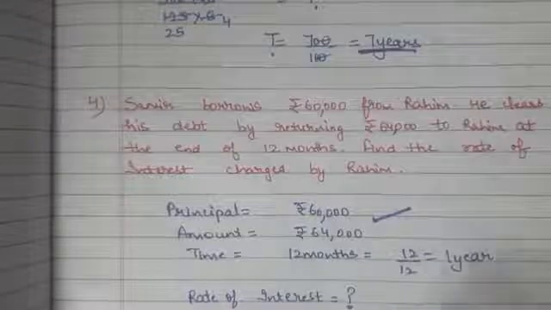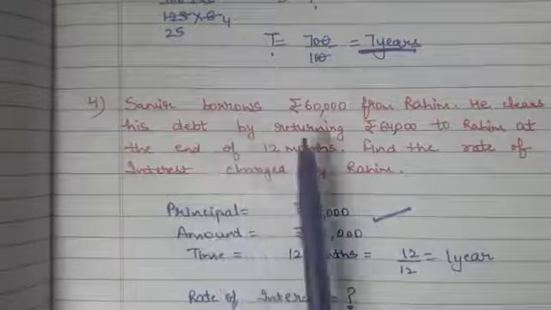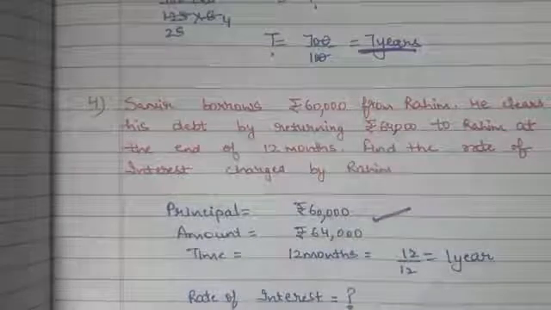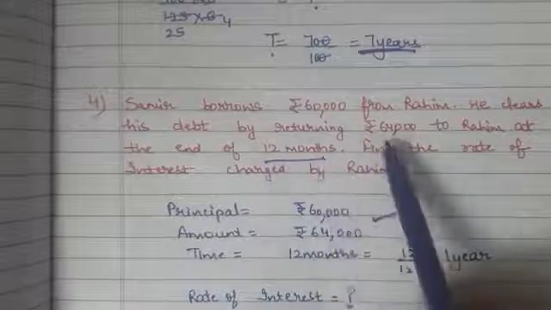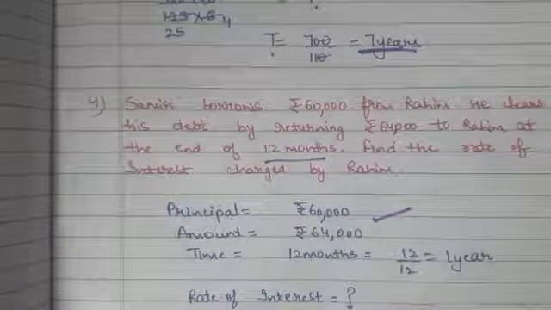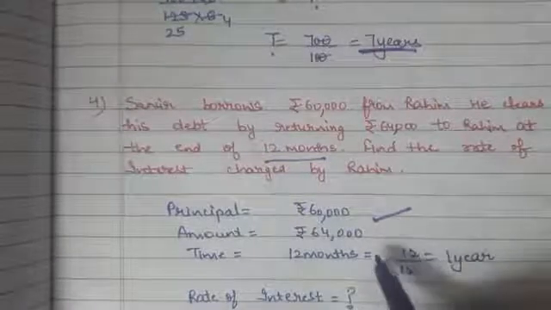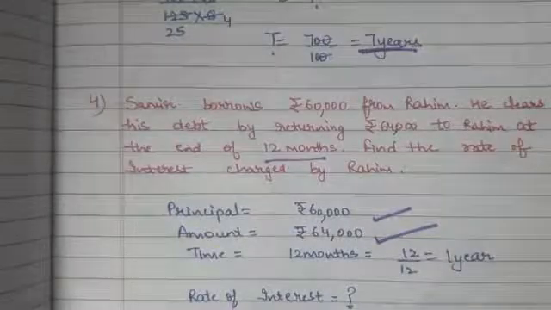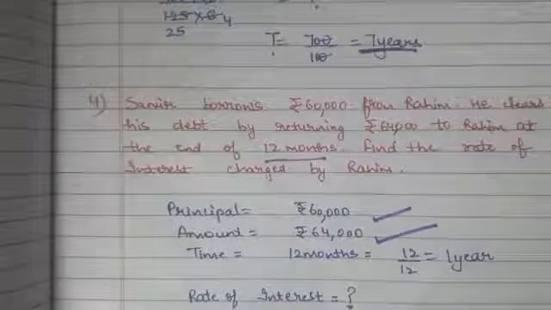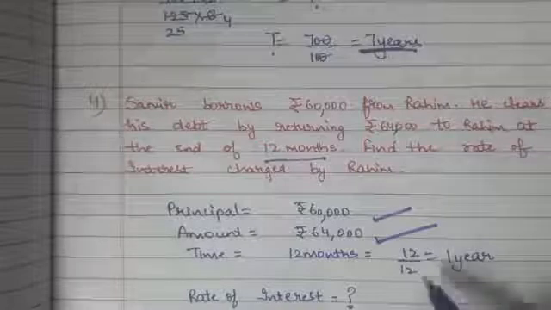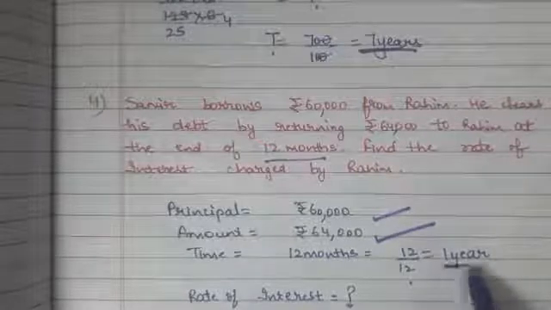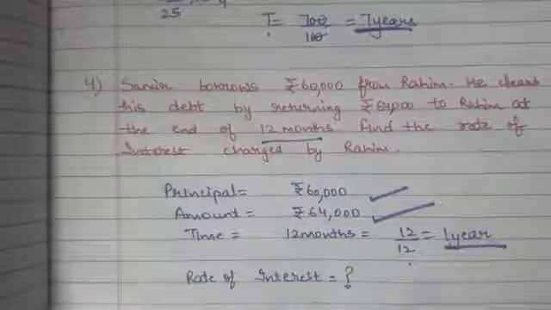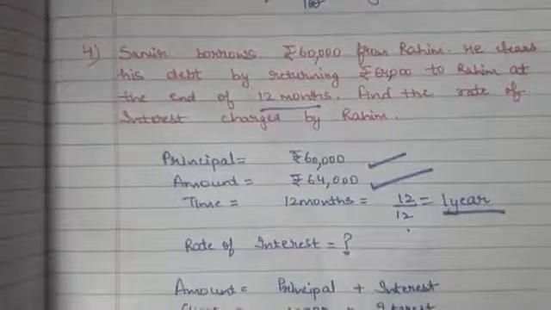Now Sameer borrows 60,000, which means this is the principal. Now he clears his debt by returning 64,000. So after 12 months he is returning 64,000, which means this is the amount. Now 12 months means it's 1 year, because 12 upon 12 gives you 1 year. And the rate of interest we have to find out.